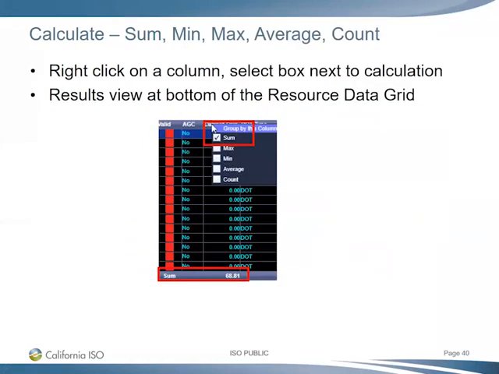The calculate, so that is a functionality in here as well. You'll be able to do the sum, the min, the max, the average, and a count. What you would do is right-click on a column, and you could do a sum. I just did a sum as an example here, and the results would view at the bottom of the data grid. So within your window, I chose to sum what this current column had, and I got a total of 68.81, and then you can see here which one is applied, the sum. Okay?